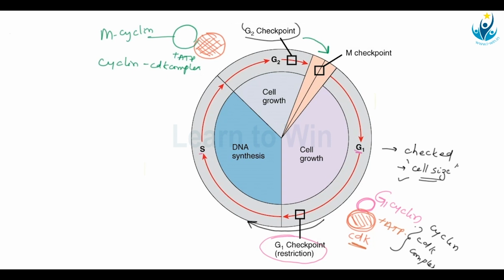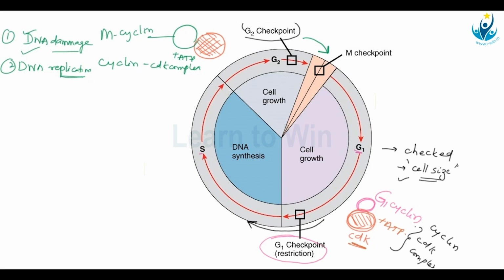This will happen after the checking. Checking of what? DNA damage and DNA replication, because the G2 phase comes after the S phase, right? So what the cell tries to check here is whether the DNA has been replicated properly or whether there are any errors. If these two conditions are met, then the cell will move from G2 to M stage.